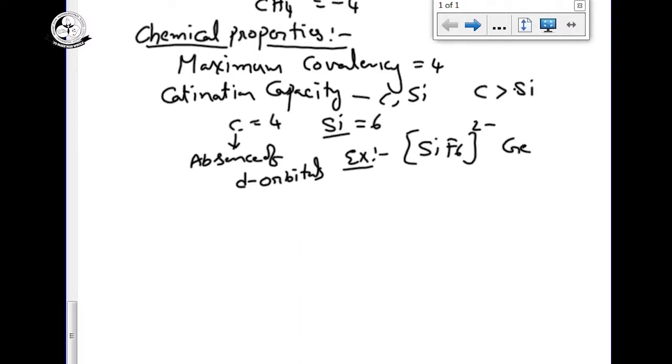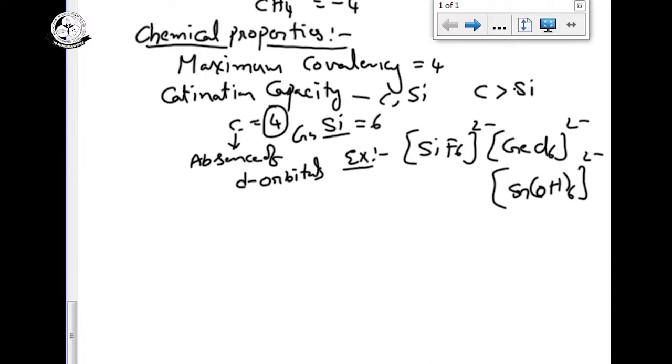Other than carbon, all the elements, silicon, germanium and tin, can also show a covalency of 6. For example, GeCl6(2-) and tin hydroxide Sn(OH)6(2-). So the covalency of carbon is always 4, it never changes, but the rest of the elements can show a covalency of 6 also. In all these compounds, the hybridization is sp3d2, which means the shape is octahedral.